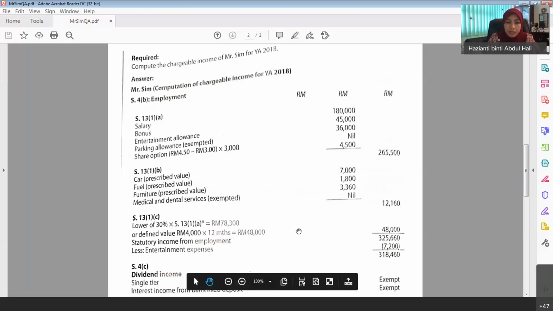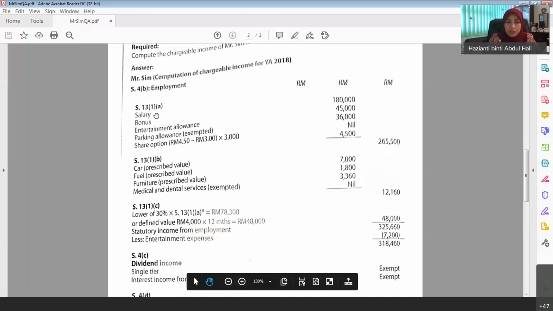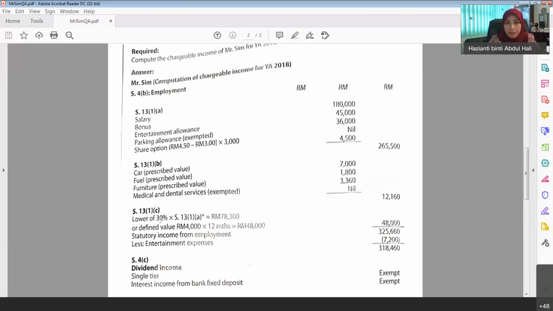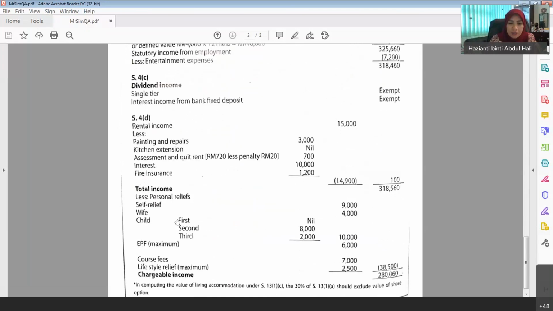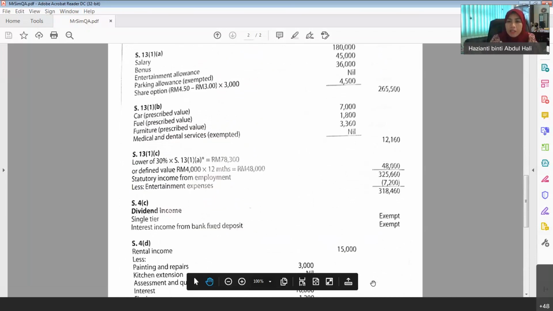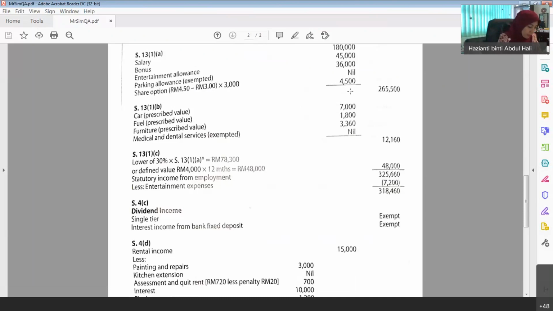And next one, we have section 13.1C. But please remember to list down your answer according to sections. Alright, when we look at section 13.1C, we know he gets a bungalow. Alright, so that is a normal accommodation. So for normal accommodation, we are going to use 30%. Okay, so what we have to do is 30% of section 13.1A. But before this, in our example that I've shown you, we just took section 13.1A, which means you will take 265,500. In this case, we have a share option in our calculation, so you have to be very careful. Whenever you have share option, in your calculation of section 13.1C, you have to exclude this amount, 4,500. So your section 13.1A would be 265,500 minus 4,500.